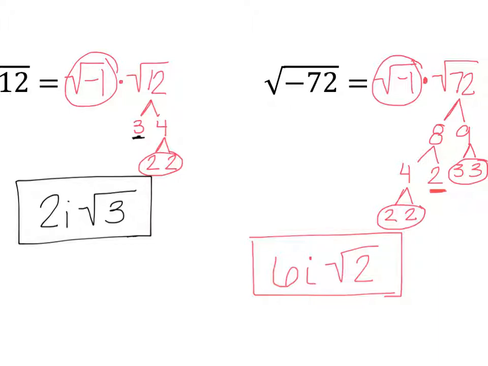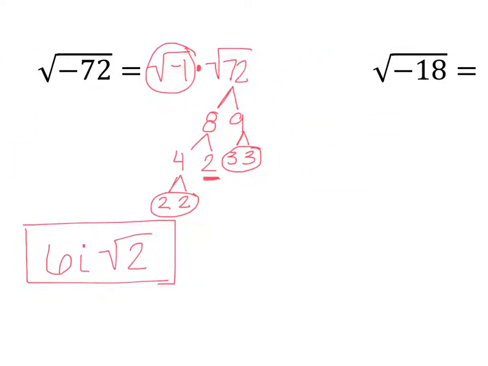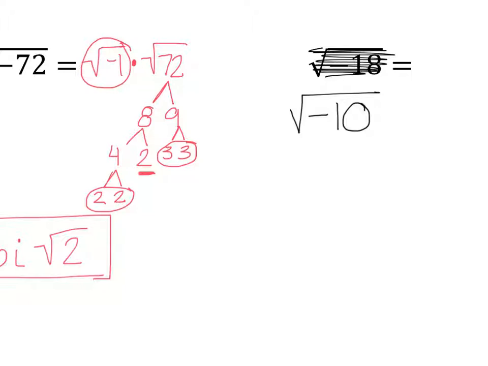Okay, the last problem I accidentally did a repeat, so we're going to change it and do something else. We are going to do the square root of negative 10. Well, we break that into the square root of negative 1 and the square root of 10. What's 10 break down into? 2 and 5. Do we have any pairs?